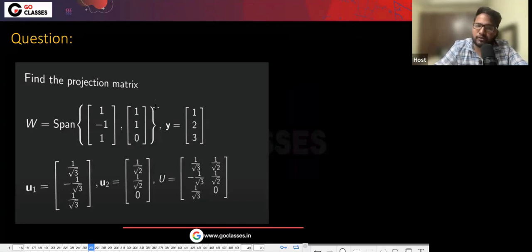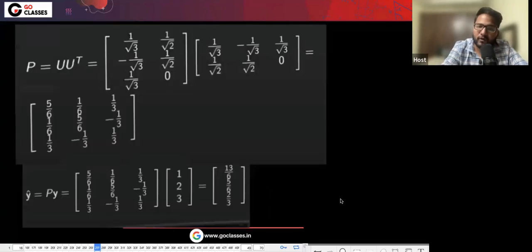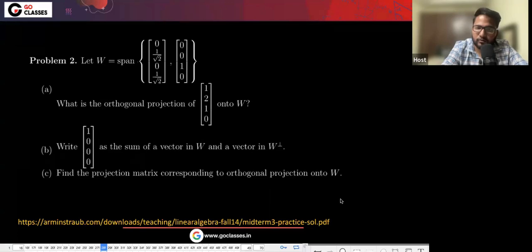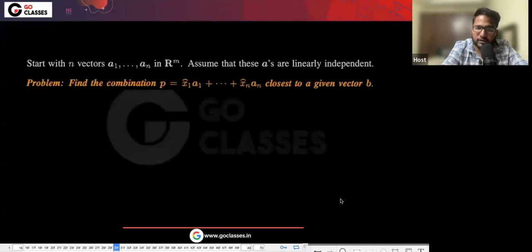For example, let's suppose this is the basis. Okay. Let's suppose this is the basis. This is orthonormal, right? And then you can basically find out the projection of this particular vector y onto this. How? You will be calculating UU transpose y, right? This is the answer. Okay. So I think for the special cases we have our answer, but let's see for the arbitrary basis.